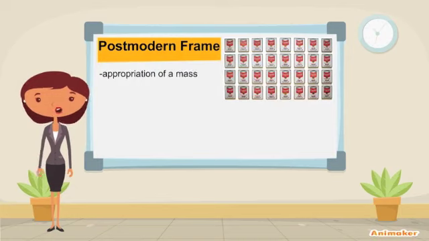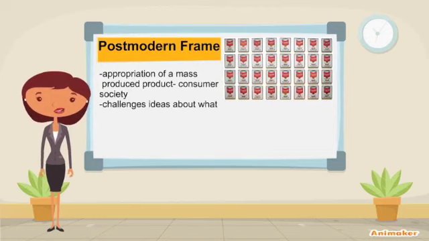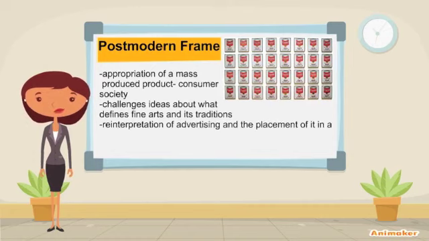In regards to the postmodern frame and Andy Warhol's soup cans, this artwork is an appropriation of a mass-produced product, which makes a statement about consumer society. It challenges ideas about what defines fine arts and its traditions through its focus on the mediocre subject matter of the soup can. It can also be seen as a reinterpretation of advertising, through the placement of it in a new context, which is the art gallery.